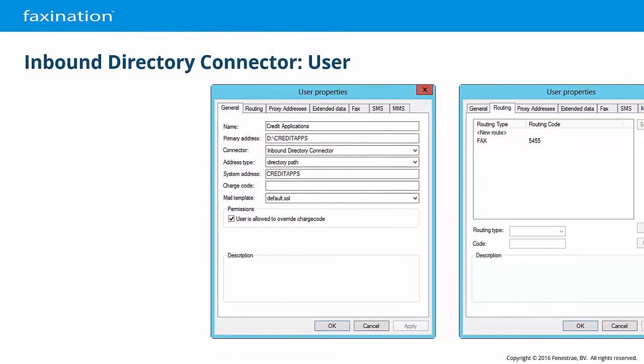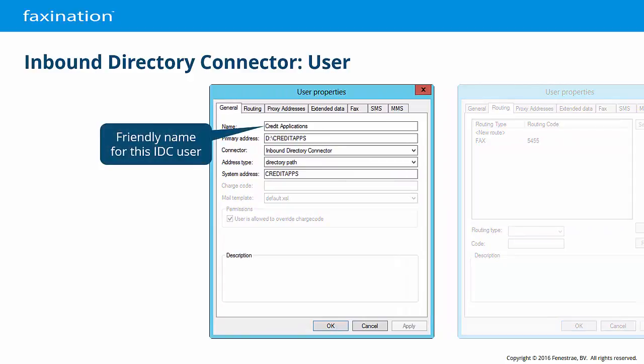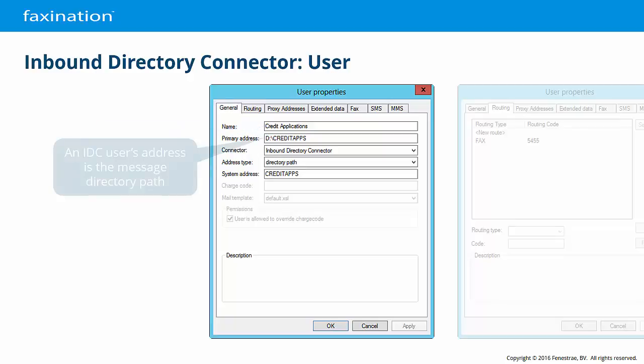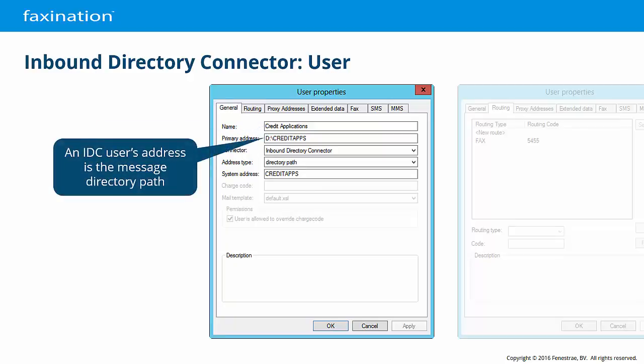Now we'll look at how an Inbound Directory Connector user entity is configured in the Faxination Address Manager. On the General tab, you can give a friendly name to this Faxination user entity. The primary address is the local or UNC path where the messages will be delivered.